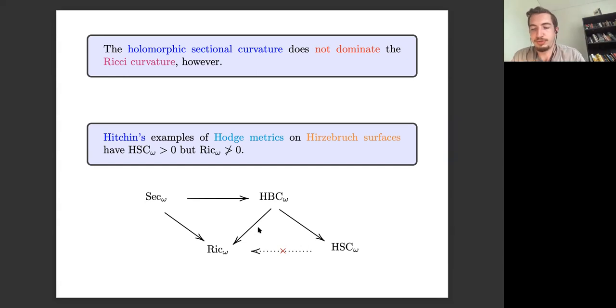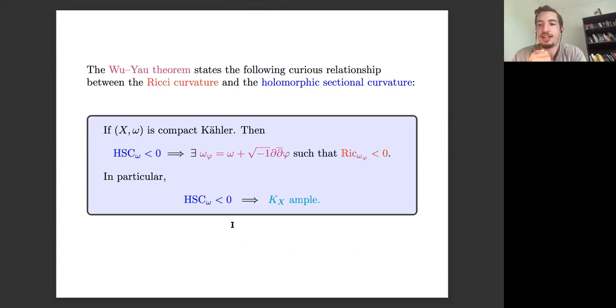Now, why do people care about that? Well, it's because the Wu-Yau theorem states that, in a sense, if you look in the negative analog of that case, then it's not directly true, but it's true up to a variation in the cohomology class. So if I have a compact Kähler manifold which has negative holomorphic sectional curvature, there admits another metric, when I change the metric within the cohomology class, that has negative Ricci curvature. And then I can even go to a Kähler-Einstein metric by the Aubin-Yau theory.